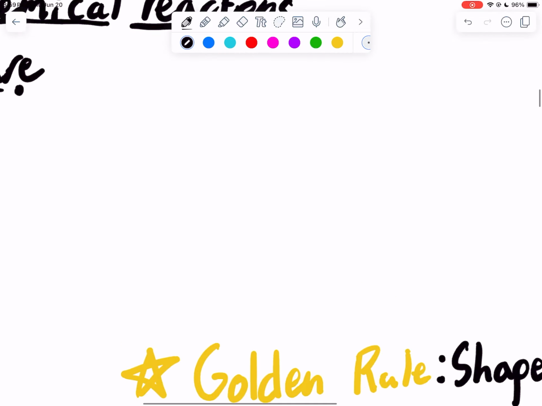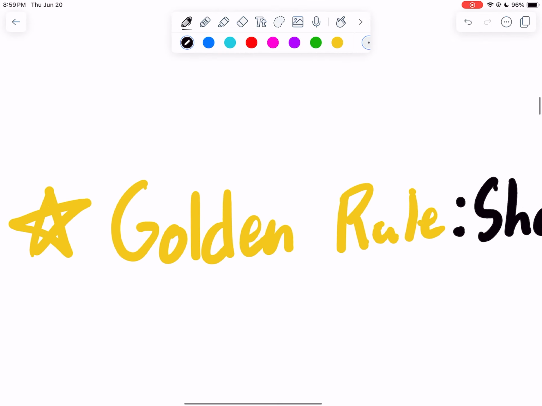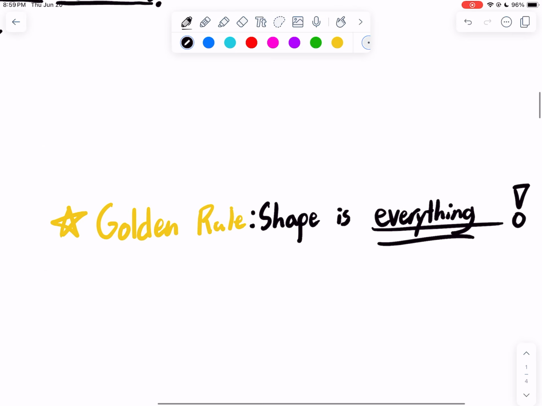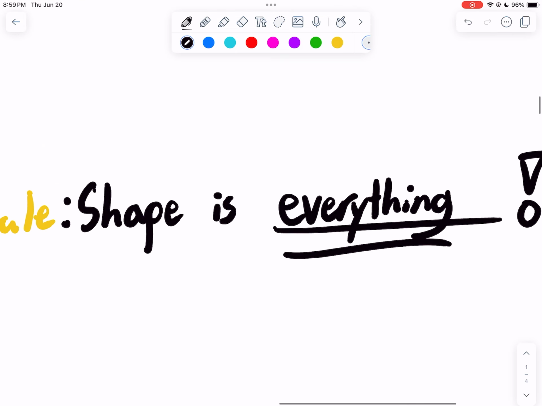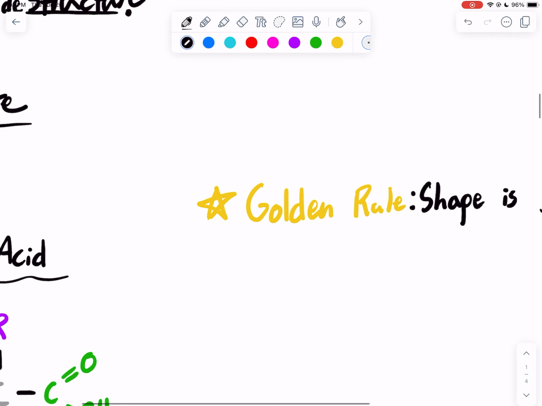Zooming out, the golden rule of proteins, per se, not officially, is that shape is everything with regards to proteins. Shape means everything. It's so crucial because the shape of a protein determines its ability to function, and without function, what's the point of a protein if it can't do anything?